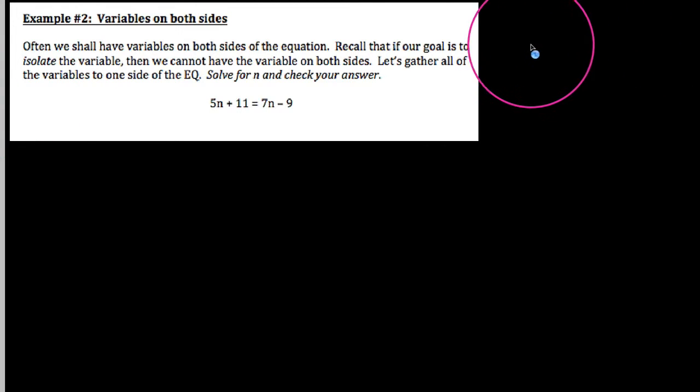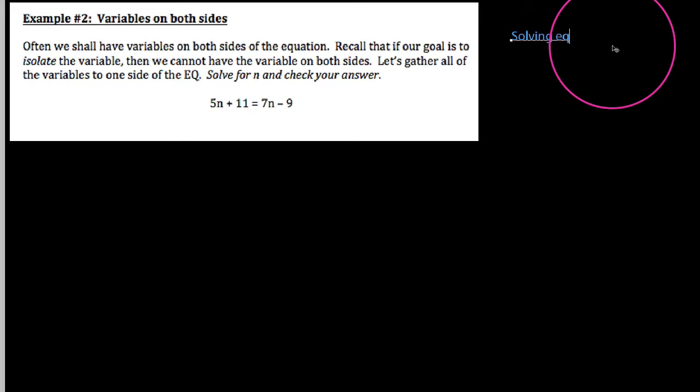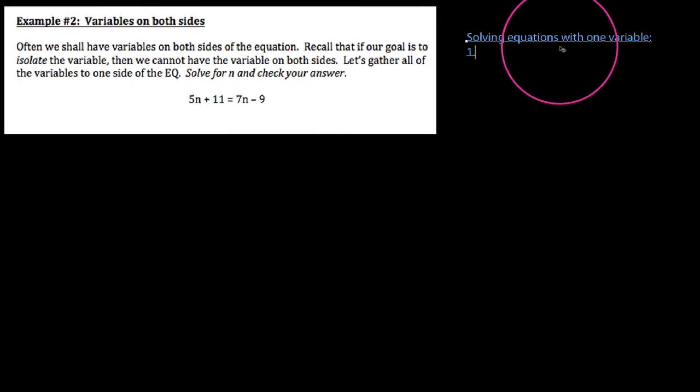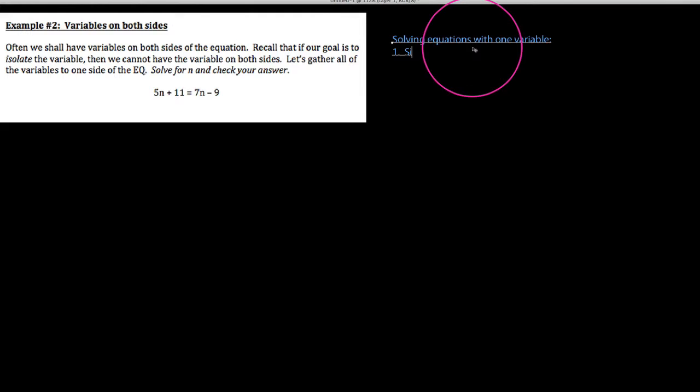To be very, very formal about it, let's go ahead and put in some text. Solving equations with one variable. We'll lay out the rules here. Step one: we want to simplify both sides. What I'm talking about when I say simplify is distribution, or simple operations that can be carried out. We want to do those things first.